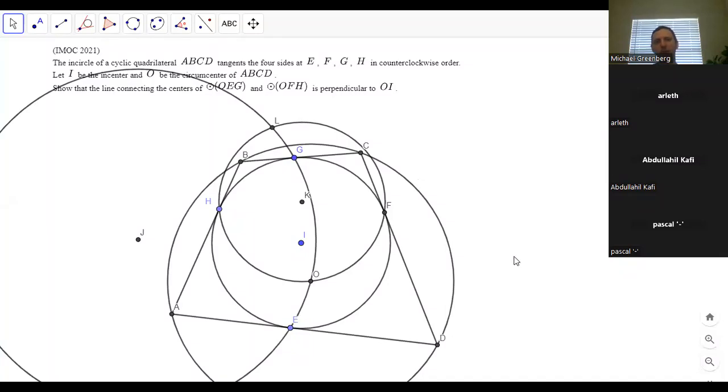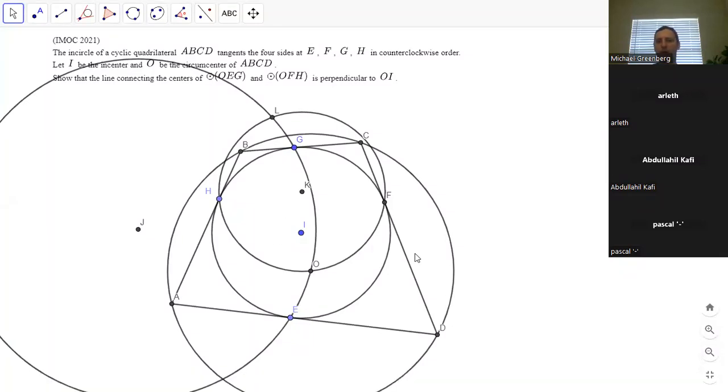So yeah, this problem, we have a bicentric quadrilateral ABCD. So it's cyclic and it has an in-center at the same time. We draw the circumcircles of OEG and OFH, and we let J and K be the centers, and we want to show JK is perpendicular to OI. And I realize that's the same as showing that OI and L are collinear, where L is the intersection of those circles.